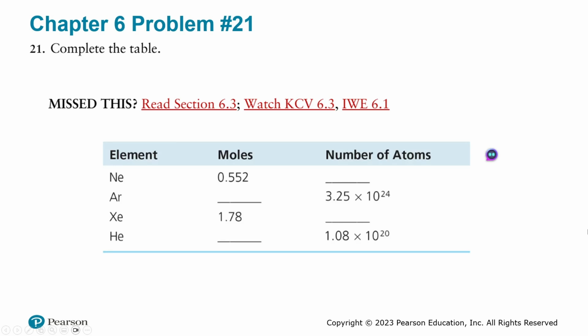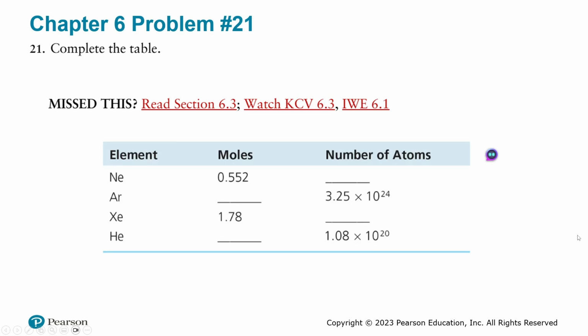So today we're going to be working on 4 or 5 of the homework problems and the challenge question from Chapter 6. So the first thing we're going to look at is converting between moles and atoms. Remember that we use Avogadro's ratio to convert between these two.